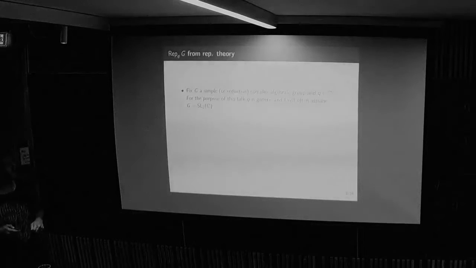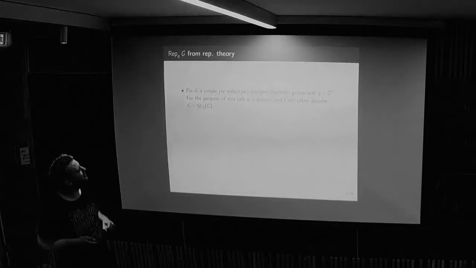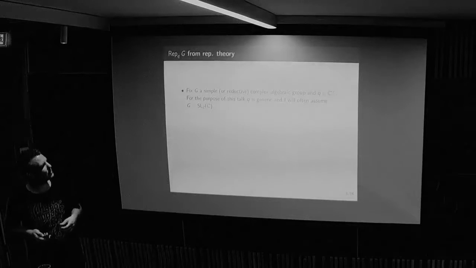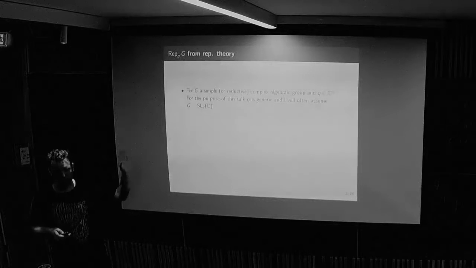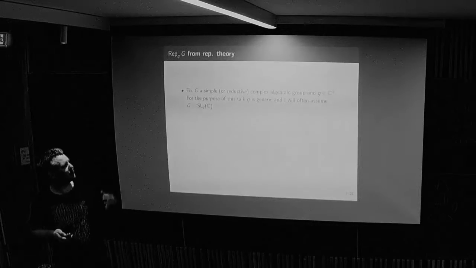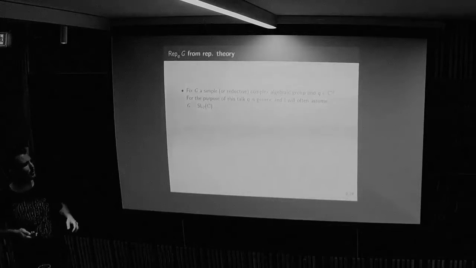So let's start from the defining definition. Like everybody, as Sam just said before, let G be your favorite reductive or simple complex algebraic group, and choose some complex parameter q, and to be on the safe side, q will be generic. And in fact, you can really safely assume that G is SL2. In fact, I will often do so myself.